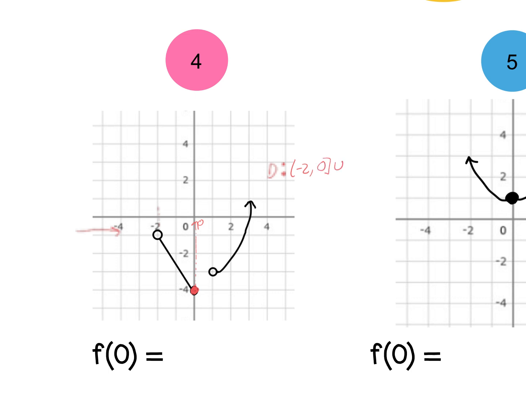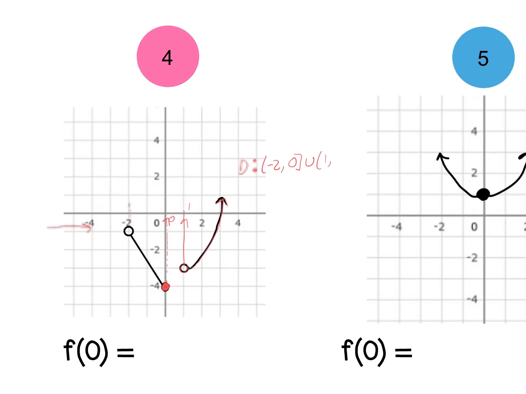There's a little gap, so I'm going to write a union, and then our function starts again at this x value right here. It's going to be at this open circle, at an x value of 1. So union, and I'm going to write a 1 with a parenthesis since it's an open circle, and then we keep going up, and this arrow means you're going forever in that direction, so from 1 to infinity. All right, and this is your domain.